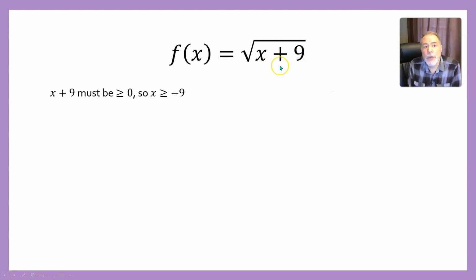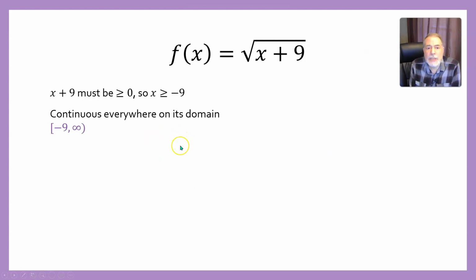So the thing that we are taking the square root of, the radicand, must be greater than or equal to 0, which means that x itself has to be greater than or equal to negative 9. That would be where this function is defined, and then it would be continuous. So it's continuous everywhere on its domain, which is the closed interval from negative 9 to infinity.